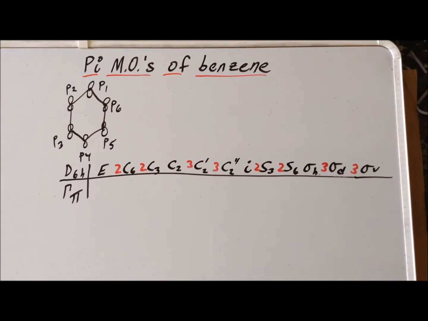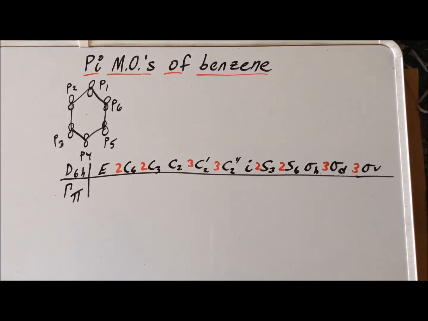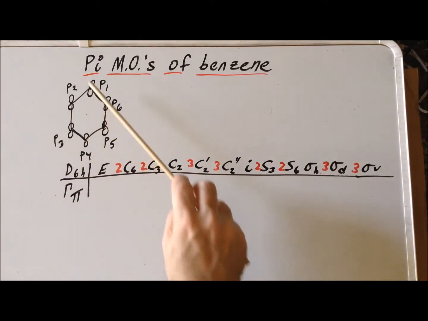Hello. In the next two videos, we are going to derive the pi molecular orbitals of benzene, C₆H₆, using the projection operator method. Our first step is to sketch the carbon ring system and to label the relevant pz orbitals.